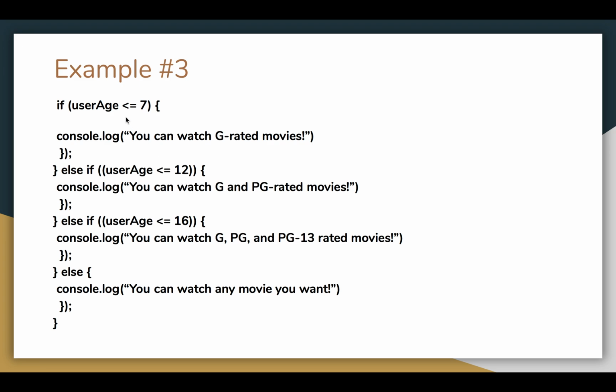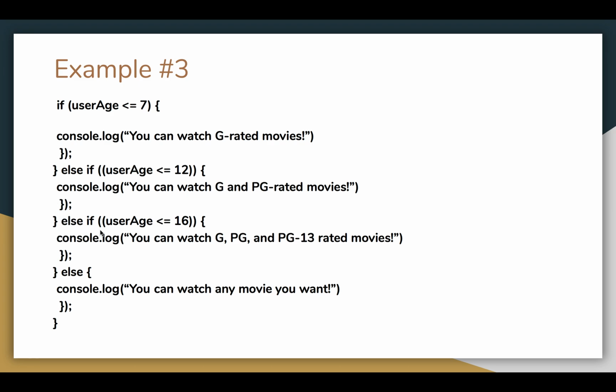So basically this ensures that any age between 7 and 12, so 8 to 12, this will apply to, right? You can watch G and PG rated movies. If these two conditional expressions prove to be false, then it'll keep moving down to this statement.